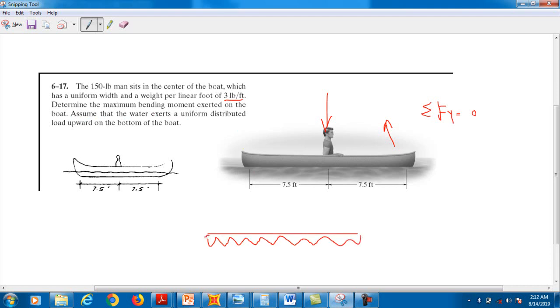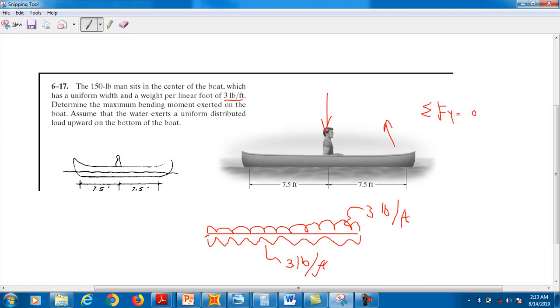Now you must know that the weight of the boat is given as 3 pound per feet. Obviously this weight of the boat is balanced by the same amount of loading from the upward side. The pressure of the water, which is uniformly distributed due to the weight of the boat, is 3 pound per linear feet. Clear? And similarly the weight of the boat is 3 pound per feet.